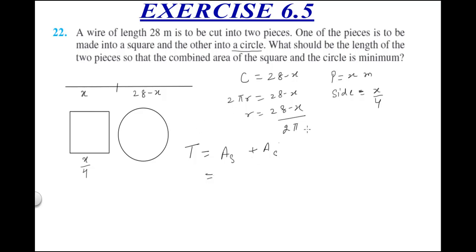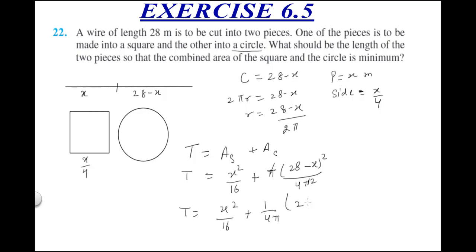Now area of square is square of the side, so it will be x square divided by 16 plus area of circle is pi r square, so we will get pi multiplied with (28 minus x) whole square upon 2 pi square, which will be 4 pi square. Clear? Now this is the total area. Now we see it is complete in the form of x only. We can differentiate it. So first of all, let us simplify it further. x square by 16 plus, see, pi and pi will get cancelled, 1 upon 4 pi multiplied with (28 minus x) whole square. So on a separate sheet we will now differentiate it.